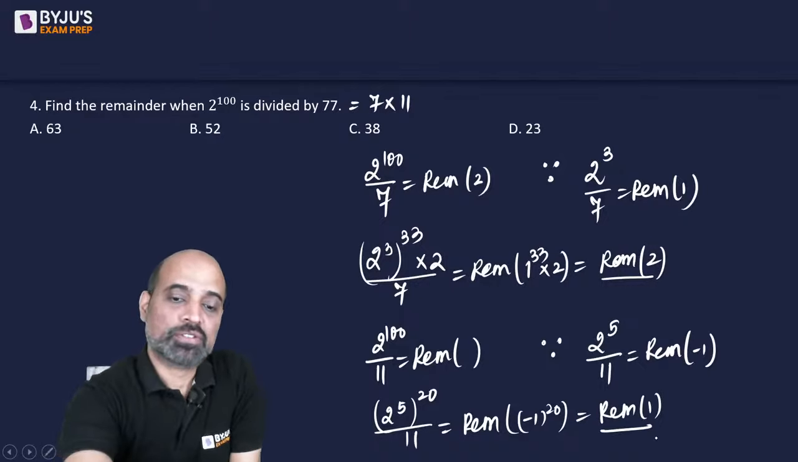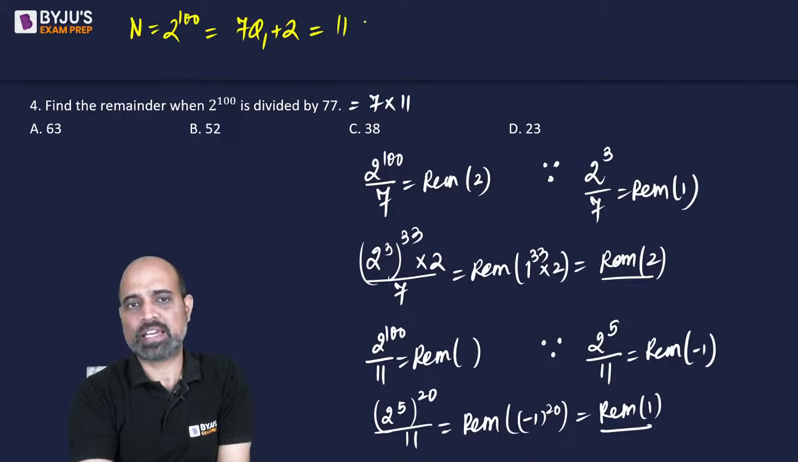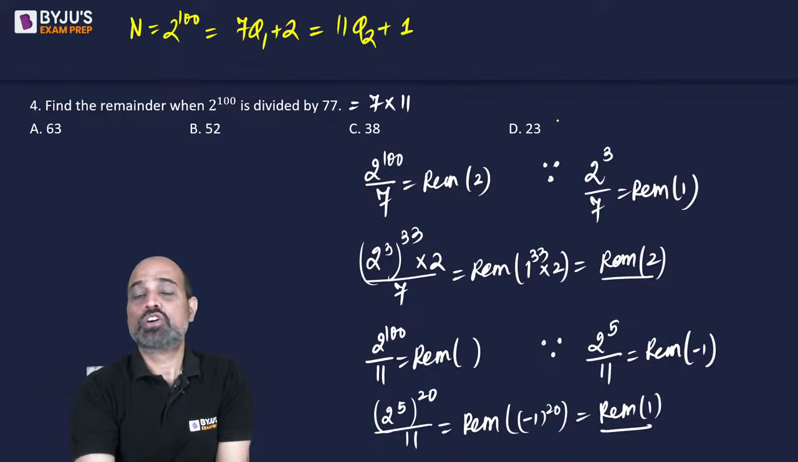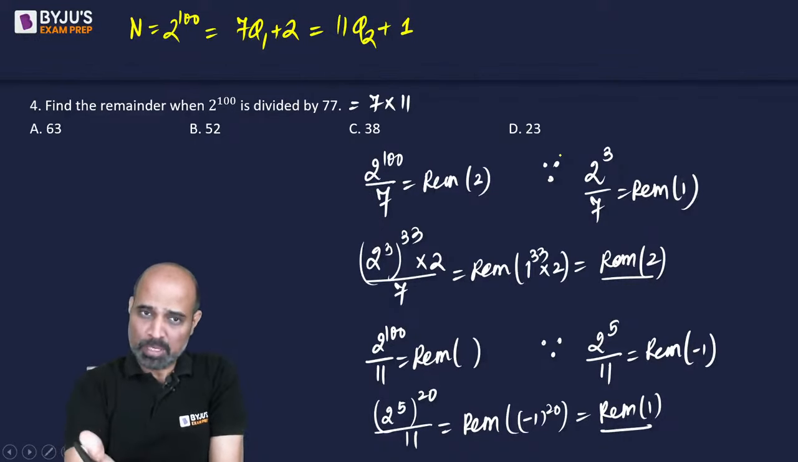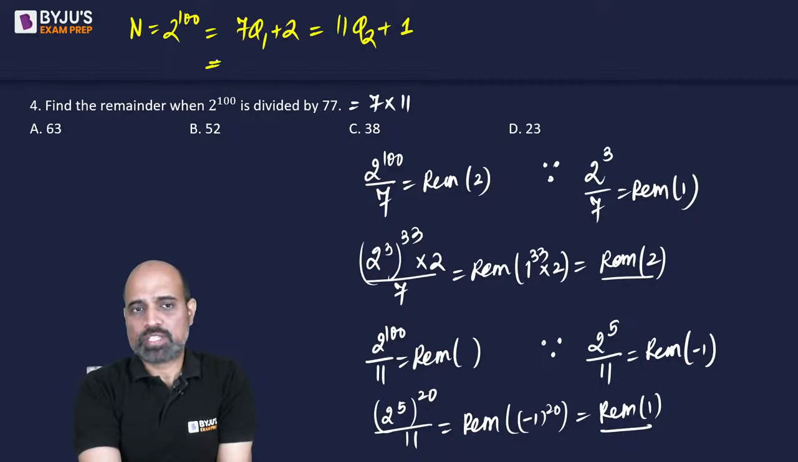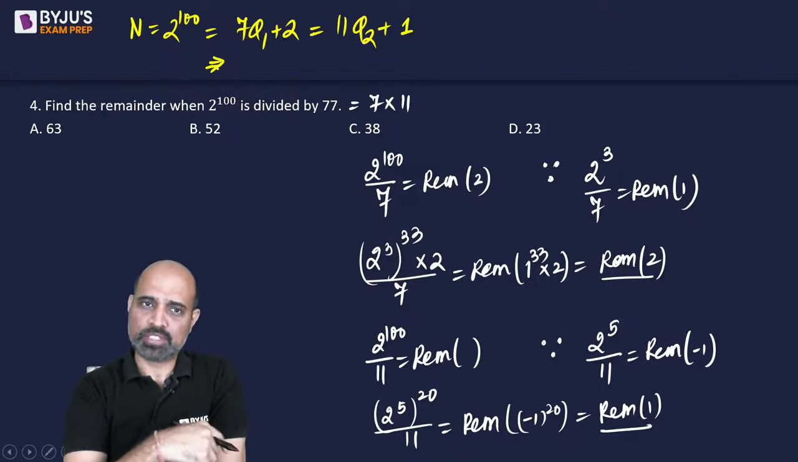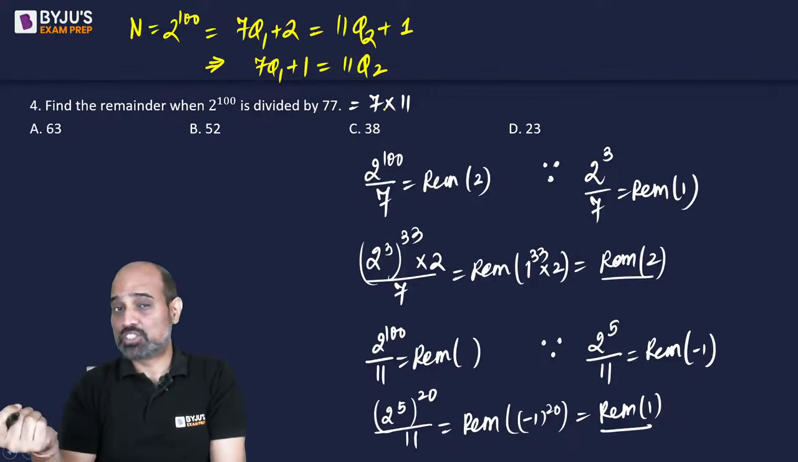Now, using both of these, what we realize is this number n, which is 2 to the power 100, when divided by 7 leaves a remainder of 2, and when divided by 11 leaves a remainder of 1. So, which is that number which will solve both of these? We can randomly put in values or we can solve it. Let's solve it using the approach that we used in the previous question using CRT. If we equate both of these, I will get 7q1 plus 1 is equal to 11q2. Looking at the RHS, we realize that it should be in the table of 11.